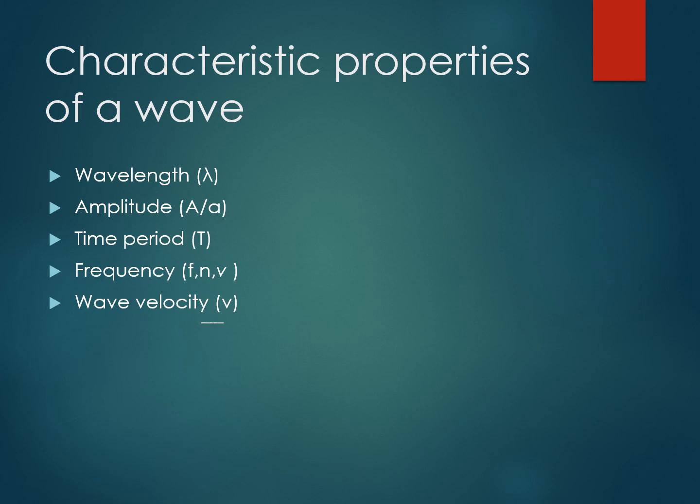Now, characteristic properties of a wave. First one is wavelength denoted by lambda, then amplitude, time period, frequency, wave velocity. Then one more is there, it is called wave vector. Students often ask about wave number, nu bar. It is actually not a characteristic property of a wave because it depends on some other parameter, that is nu bar is equal to 1 by lambda. So it depends on lambda. So we can't call it a characteristic property of a wave.